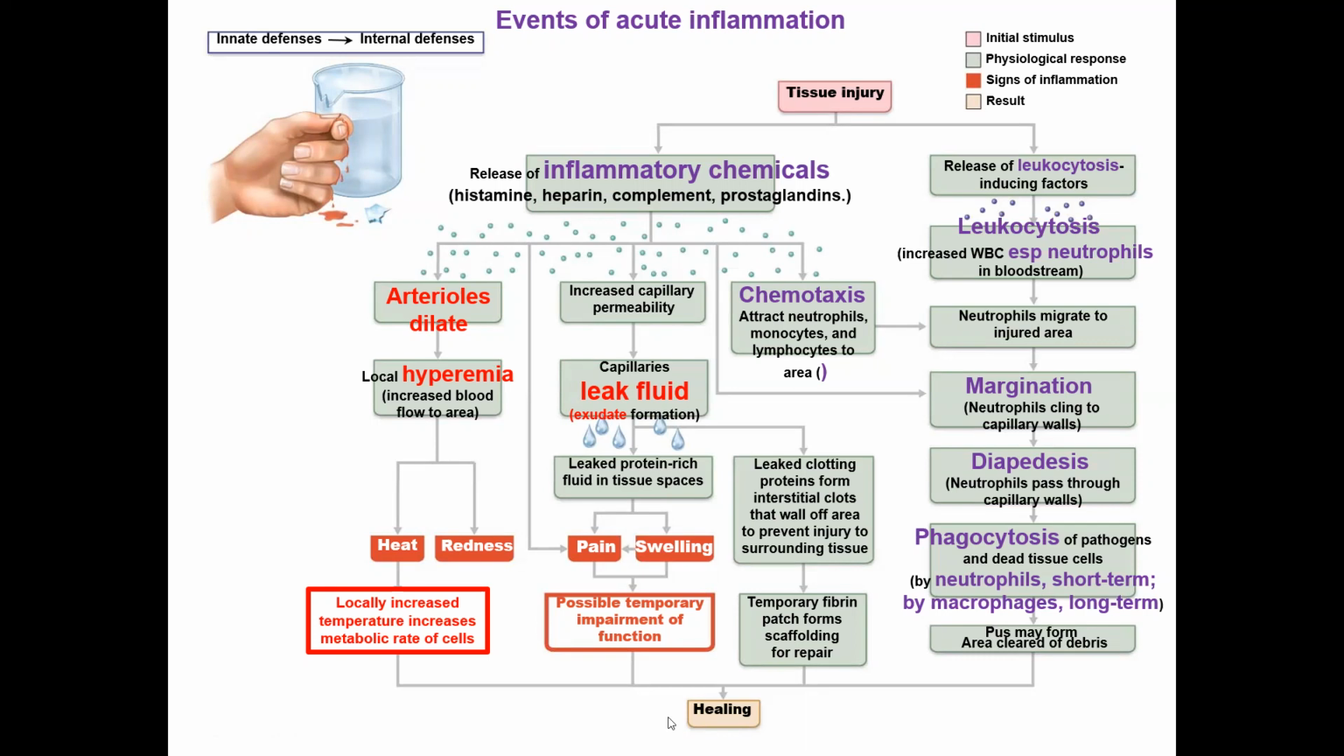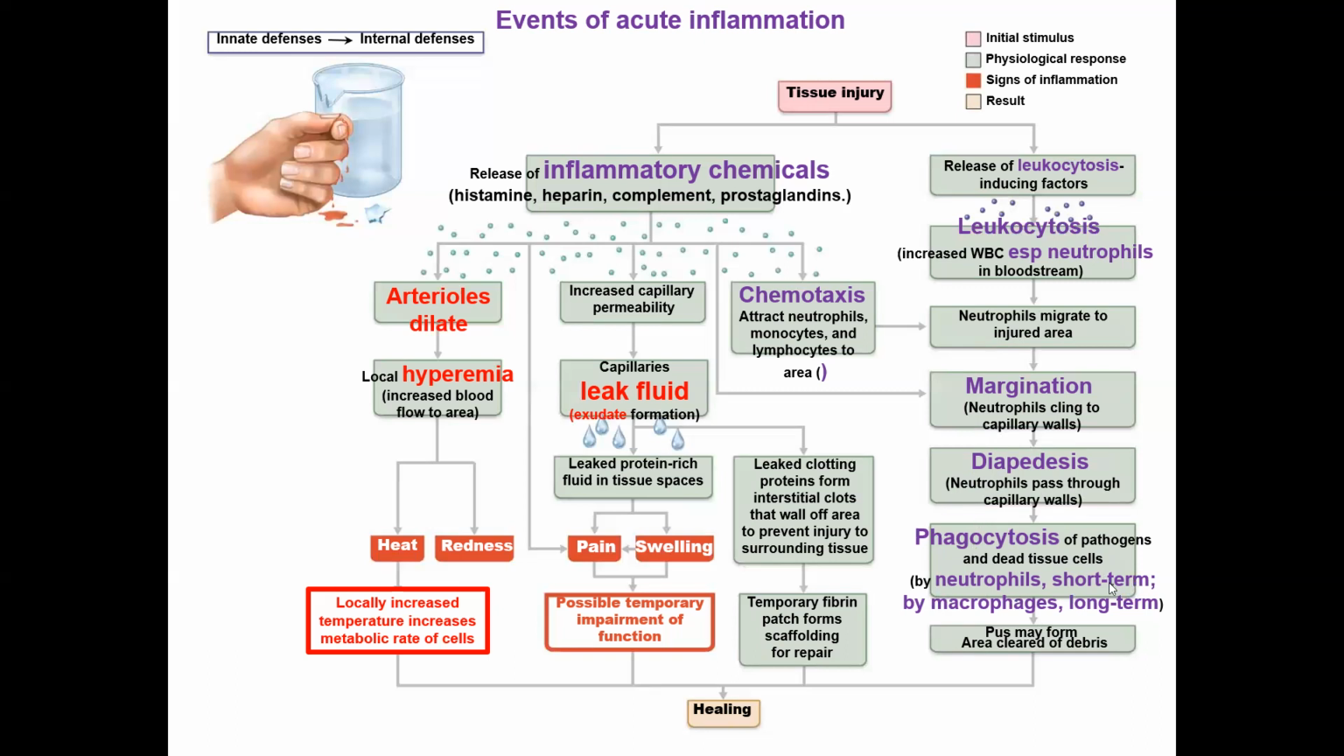Okay. And then we talked about leukocytosis, particularly of the neutrophils. So we're going to increase the number of white blood cells through chemotaxis. The neutrophils are going to find the injured area. They'll cling to the capillary walls, but then they will pass through them through diapedesis, and then they will just go crazy phagocytizing all of the pathogens, dead tissue cells, and all of the mess.